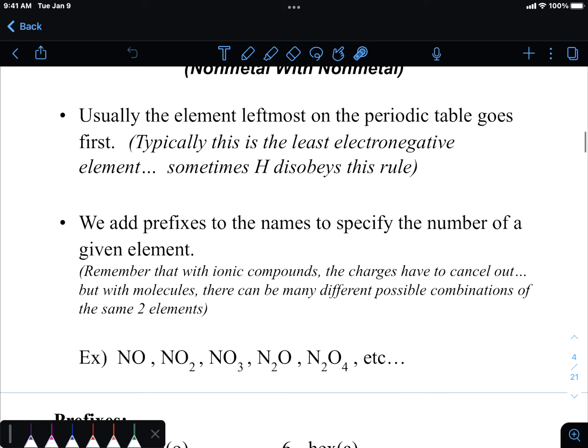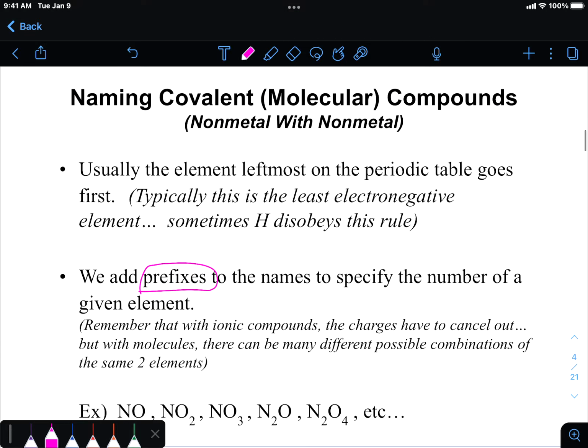So when we name these, we're going to use prefixes. And this is the primary difference between ionic naming and molecular naming. Because in ionic naming, charges are important. You have to look up charges. With molecular compounds, you're not going to look up any charges at all. Okay? Don't look up charges. We don't use them here. We're going to use prefixes.